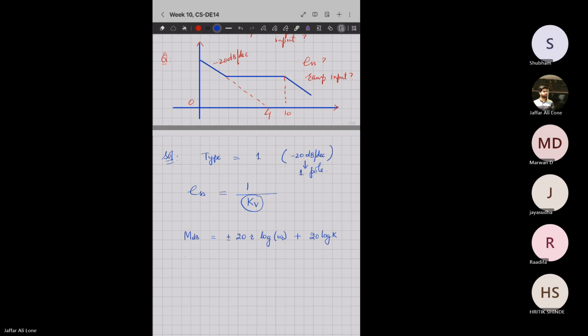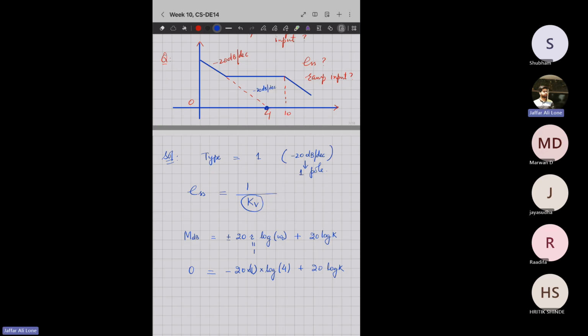Now, we will make use of this point, because the initial magnitude is not given. At frequency 4, my slope is minus 20 dB per decade. It means there is one pole at the origin, so r is 1. So 0 is equal to, since there is a pole, a negative sign, 20 into 1 into log of 4, plus 20 log of K. That's it.